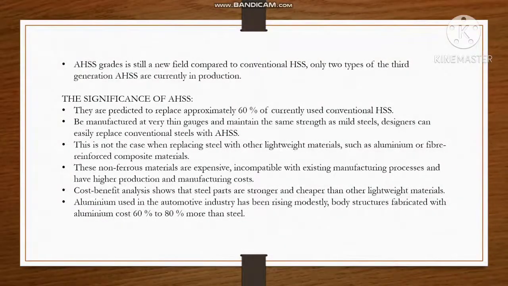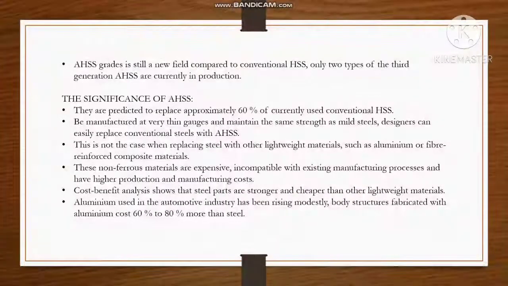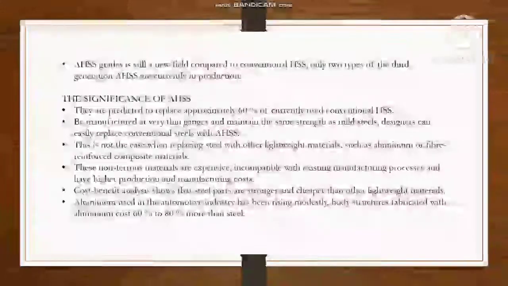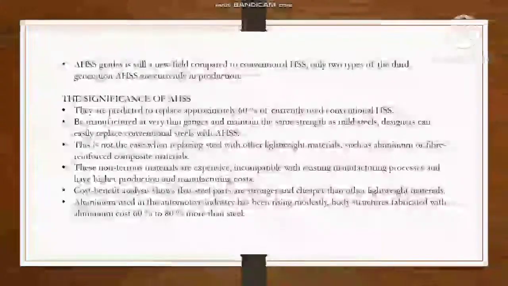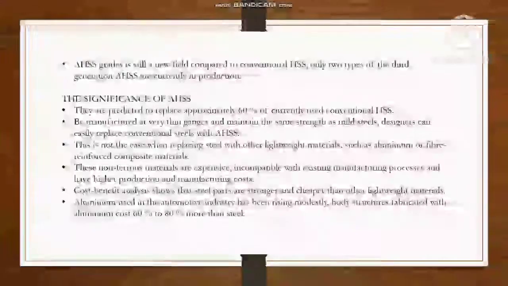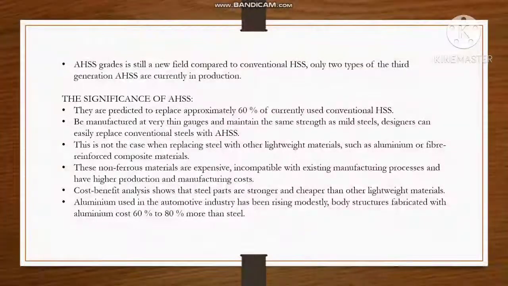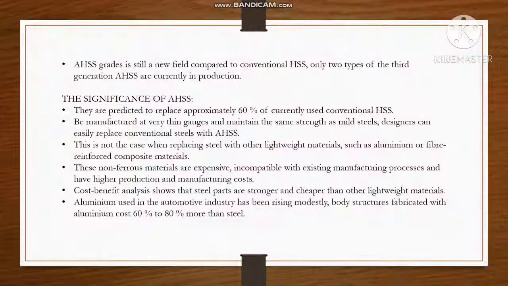These materials are expensive, incompatible with existing manufacturing processes, and have higher production and manufacturing costs. Cost benefit analysis shows steel parts are stronger and cheaper than other lightweight materials. Aluminium use in the automotive industry has been rising modestly. In body structure, aluminium costs 60% to 80% more than steel.